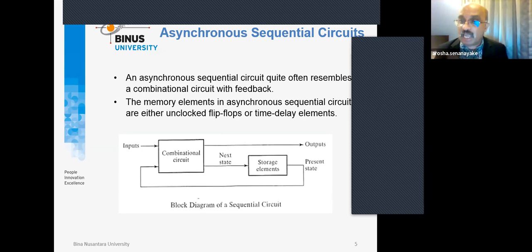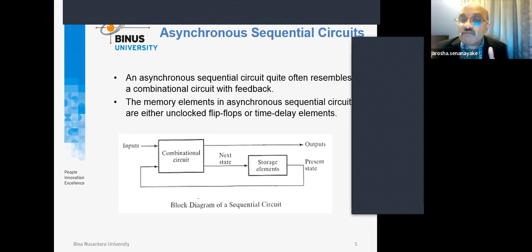So that's how asynchronous circuits work. In this case, we don't need a clock. If you have studied flip-flops, you can use unclocked flip-flops as the memory element. Mostly, what happens in the storage element, that's the key point, is that the next state value will be stored and forwarded to the combinational circuit. That requires some timing, because it depends on what circuits we use to construct the storage element. So in that way, there is a time delay.